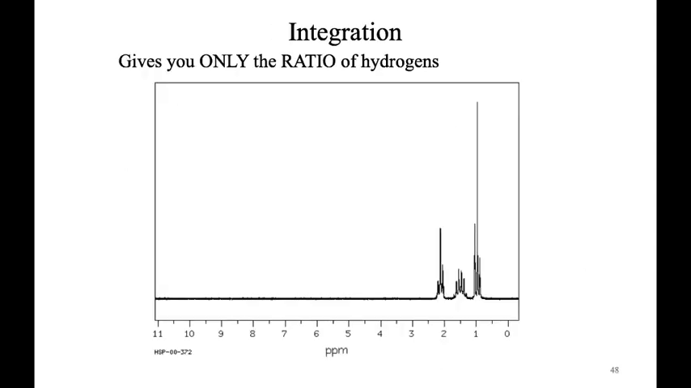Integration is the ratio of hydrogens. So when we look at this spectra, do you see any integration information? No. That's because this is a digital spectra, and digital spectra, when pulled from the internet, oftentimes don't actually show the integration information easily. This is how ACS presents it. You're kind of expected to be able to interpret this.